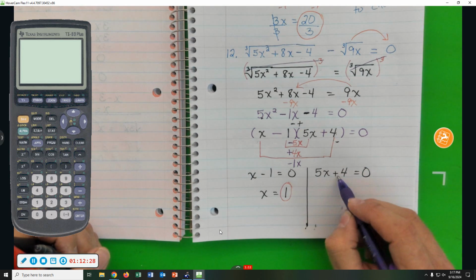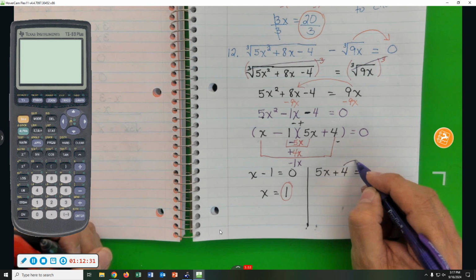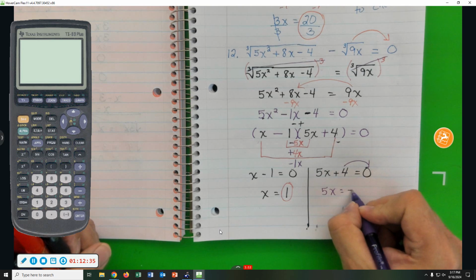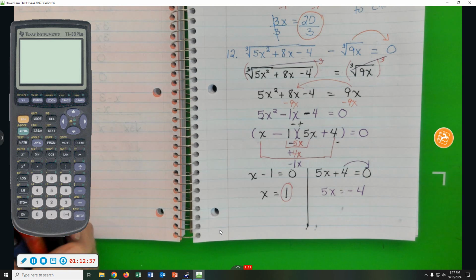Okay, so what about this one? What will I do? I will subtract the 4, so I have 5x equals negative 4, and then divide by 5.